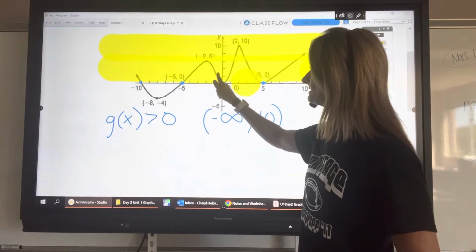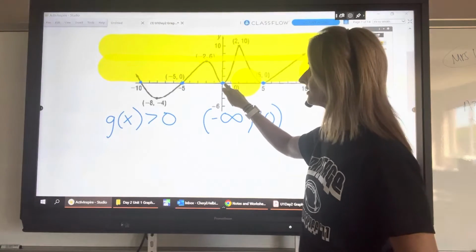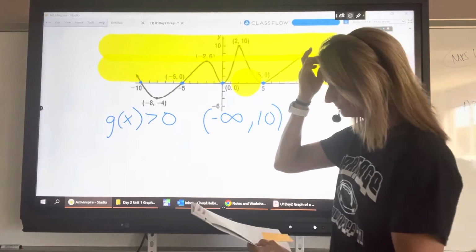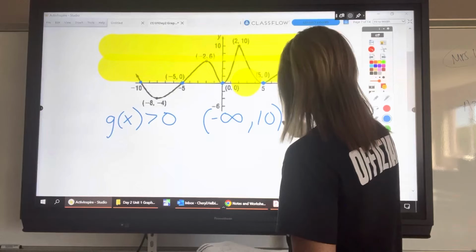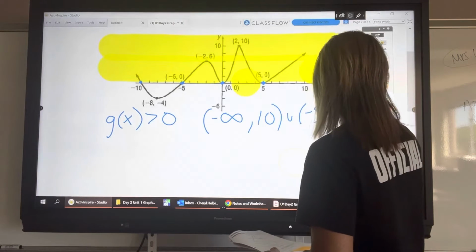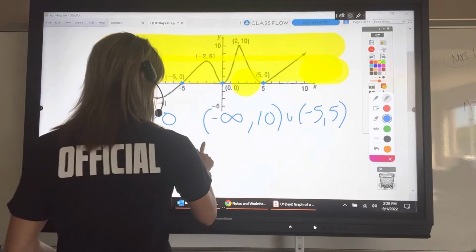But as soon as we get to the 0, we have another point we can't include, because that's where g of x is equal to 0. So we've got, in union with, negative 5 to 5. I'm running out of room, so I'll write this, I don't like this, but it's okay.